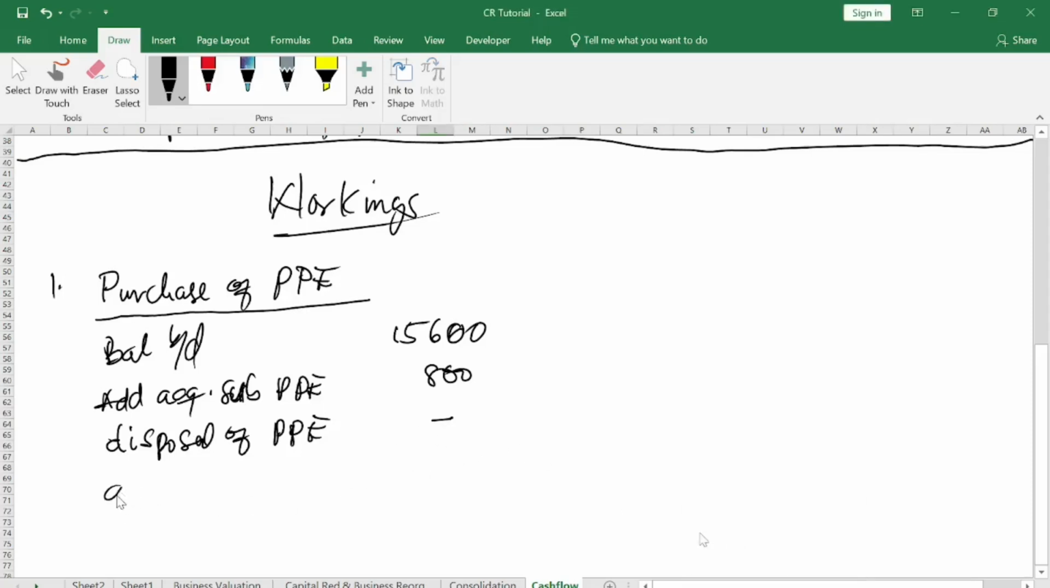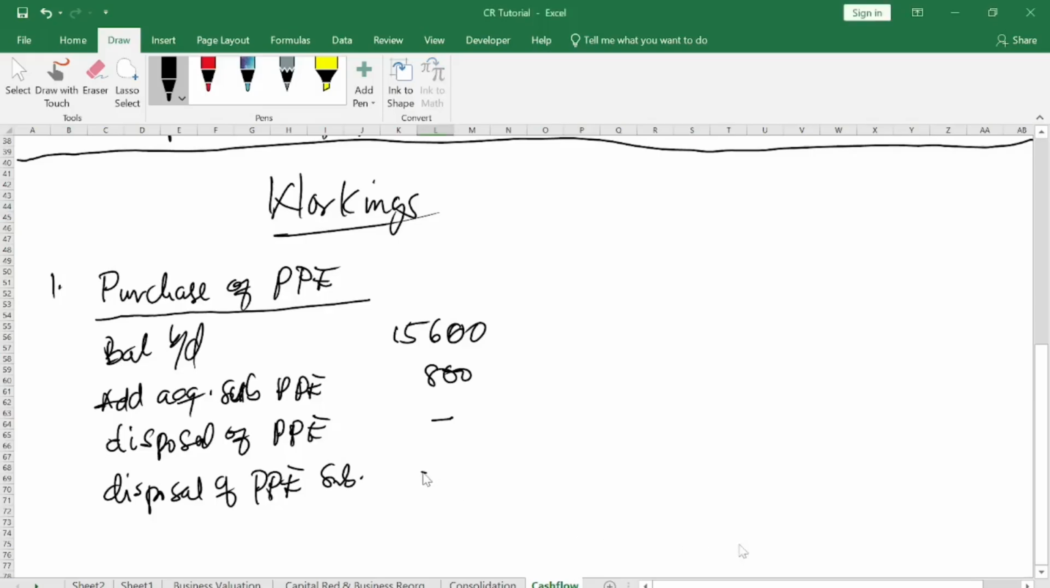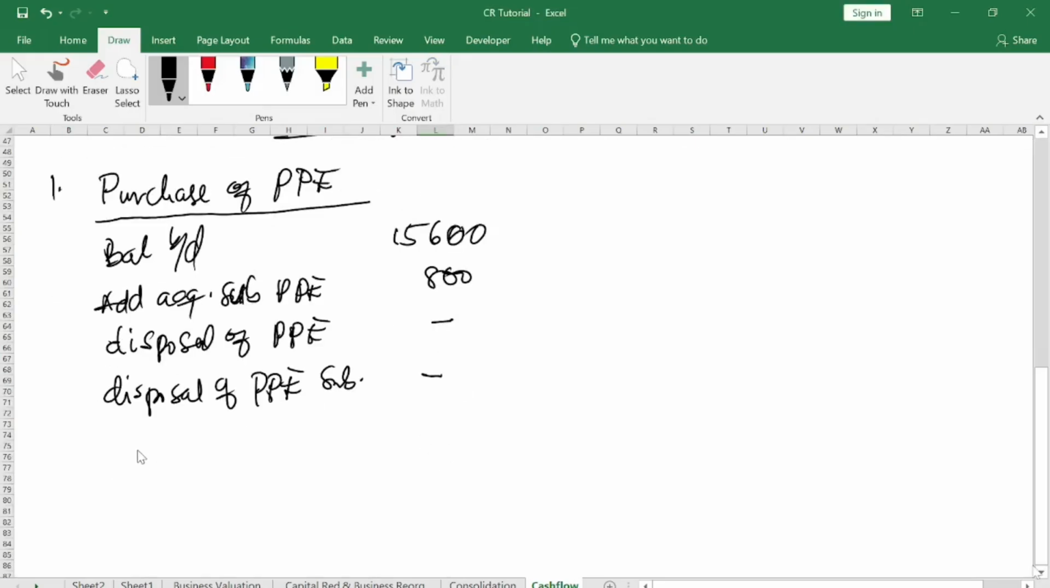Is there any disposal of PPE of the subsidiary? We didn't see anything there, right? There's nothing. The parent didn't dispose of PPE, so nobody disposed of. So it will not reduce the PPE value. Have you understood it? Is there any revaluation of an asset? No, sir, there's no revaluation of PPE. There's nothing like that. Okay.